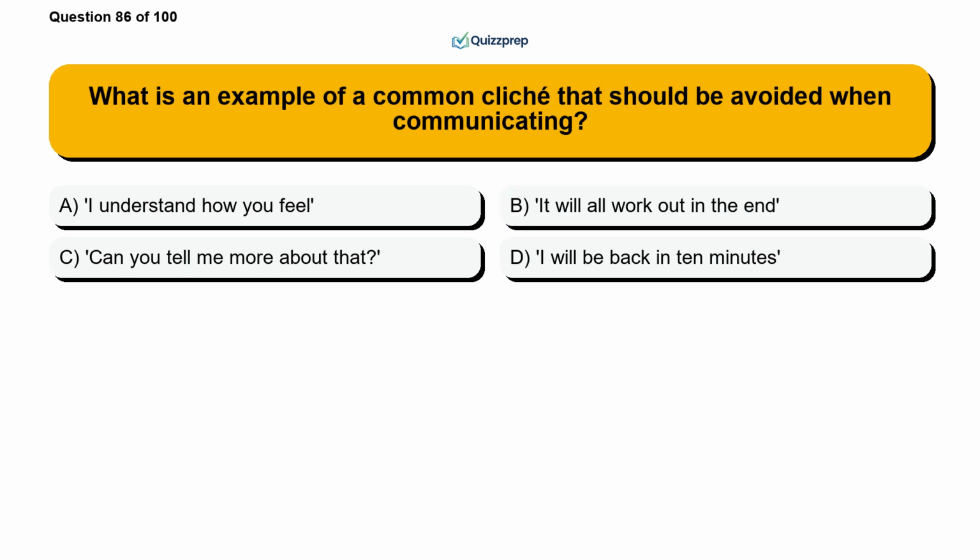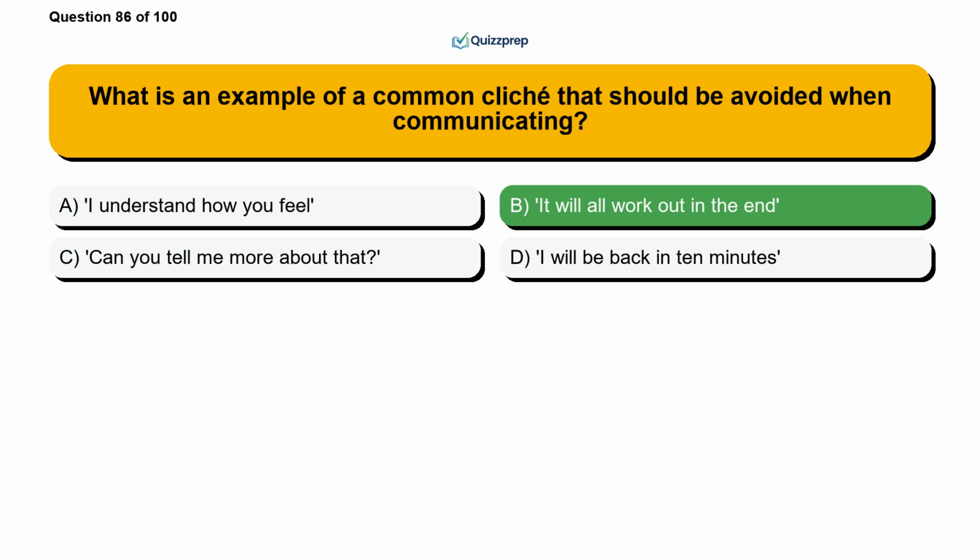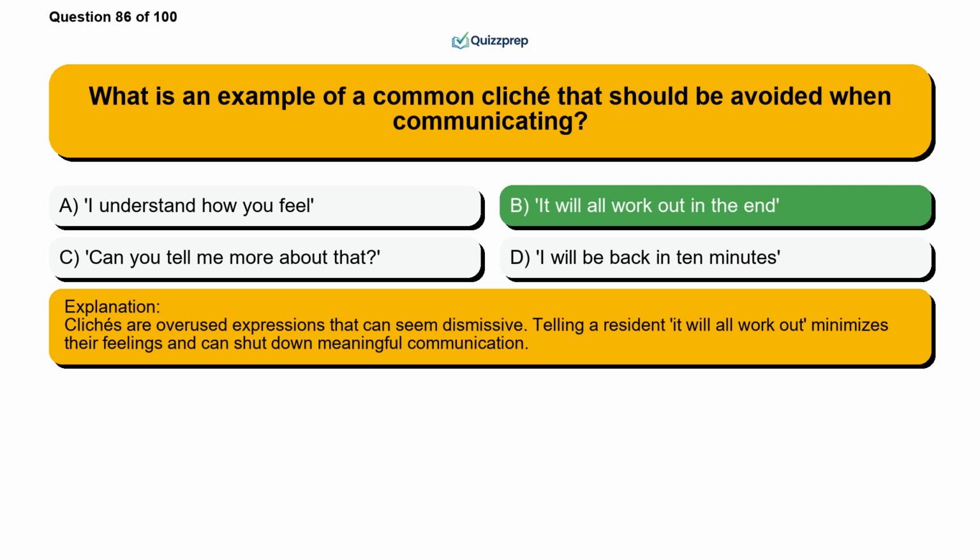Question 86. What is an example of a common cliché that should be avoided when communicating? Option A, I understand how you feel. Option B, it will all work out in the end. Option C, can you tell me more about that? Option D, I will be back in 10 minutes. The correct answer is option B, it will all work out in the end. Clichés are overused expressions that can seem dismissive. Telling a resident, it will all work out, minimizes their feelings and can shut down meaningful communication.